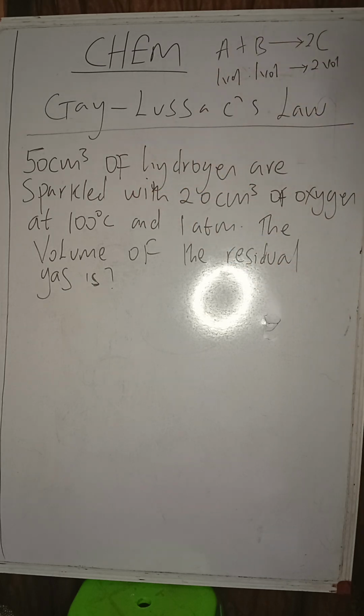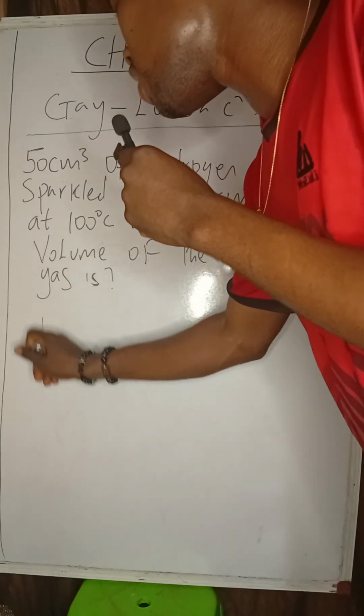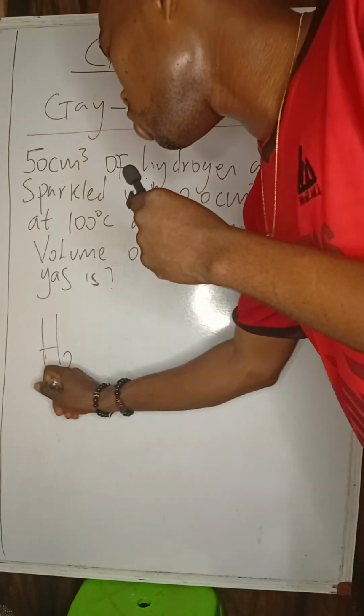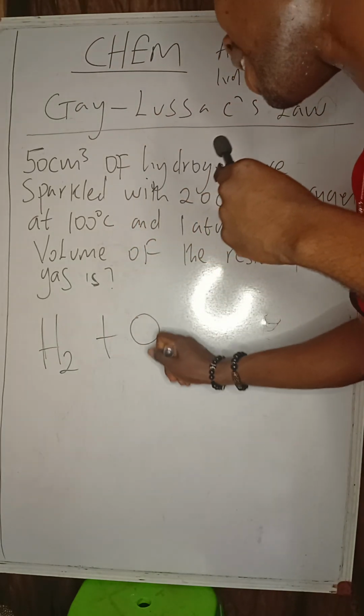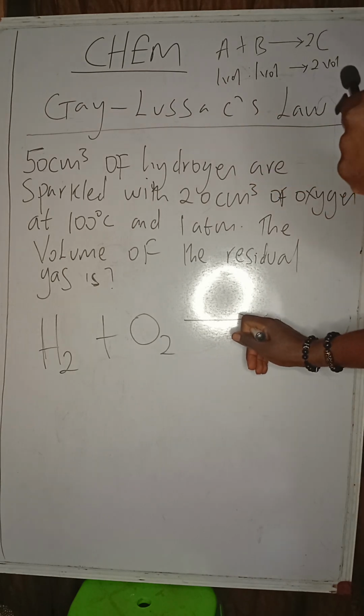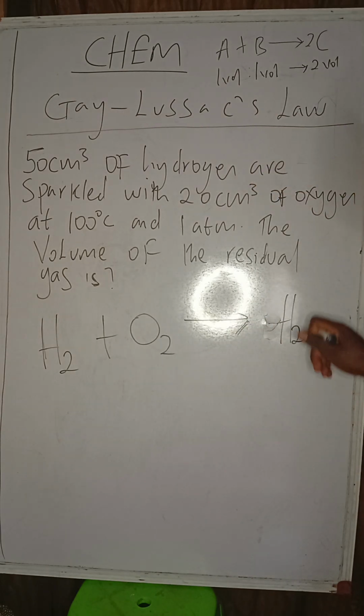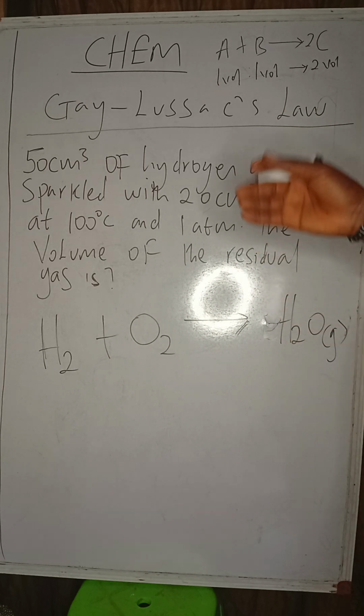50 cm³ of hydrogen is sparked with 20 cm³ of oxygen at 100 degrees Celsius and 1 atm. The volume of the remaining gas is? Now let me quickly tell you what it means. First of all, for Gay-Lussac's law, we're looking at a combination or a chemical reaction. So hydrogen is reacting with oxygen, it is sparked, and when hydrogen is sparked with oxygen, we get H2O. Because it's at 100 degrees Celsius, this H2O will obviously be gas; it cannot be liquid. It is below 100 degrees that it would be liquid.